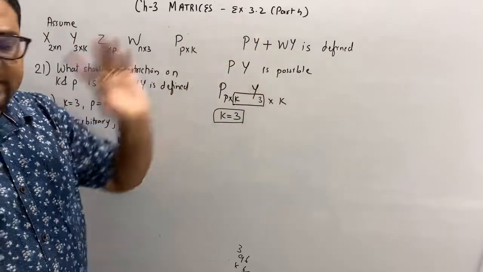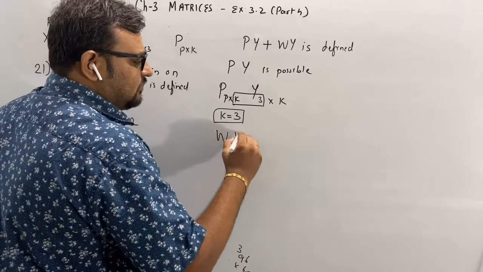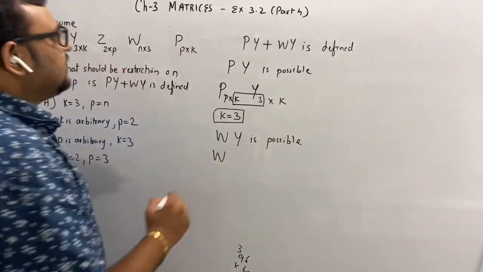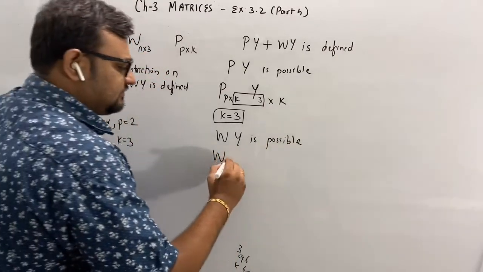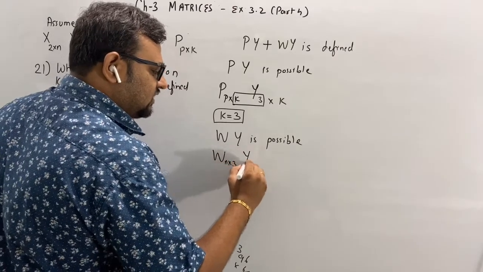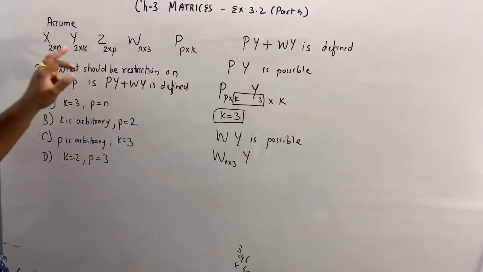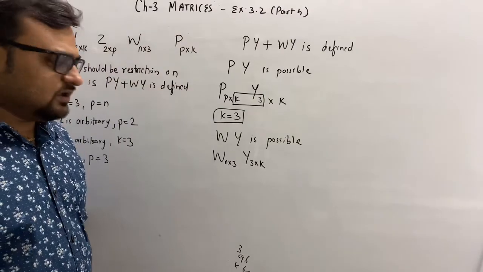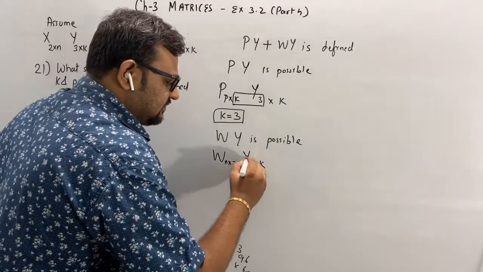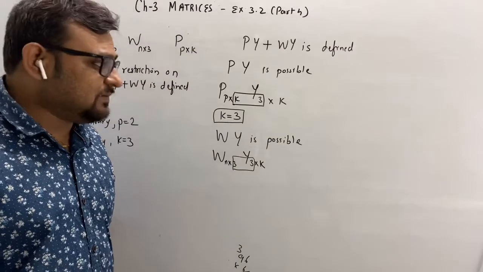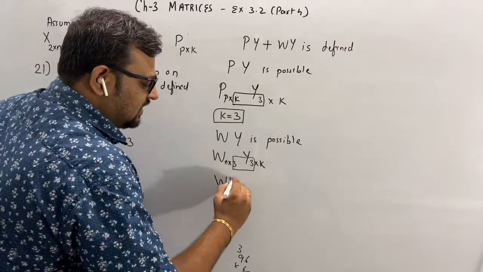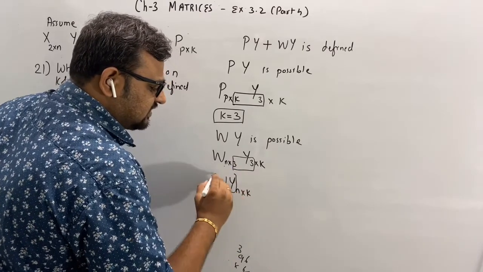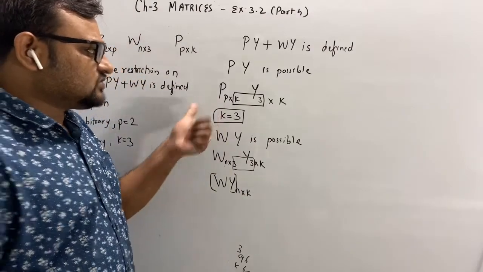Second, WY is multiplied. That means WY is possible. Now, what is the order of W, n cross 3? And what is the order of Y, 3 cross K? Okay, clear? Now, this is 3, so that's fine. So, what will be the resultant matrix? The WY resultant matrix will be n cross k. Clear? Now in this case, what will be the resultant matrix?